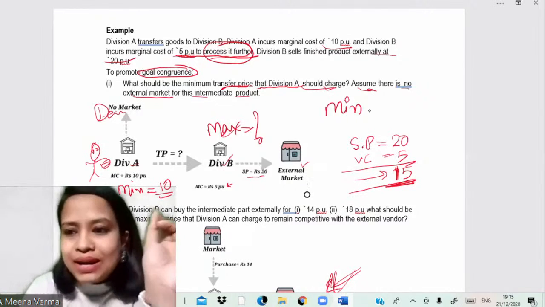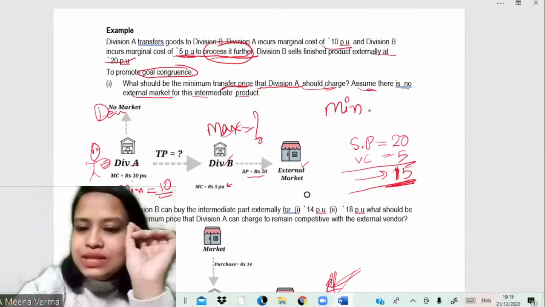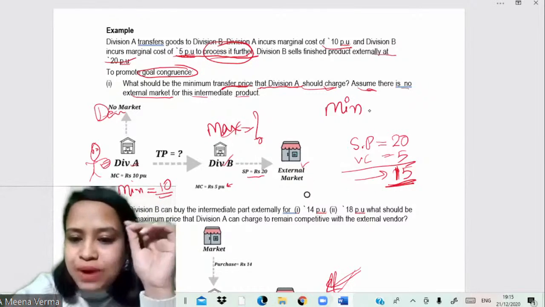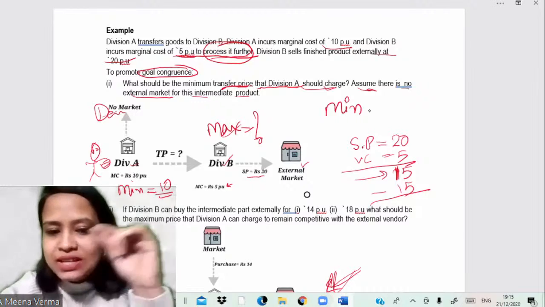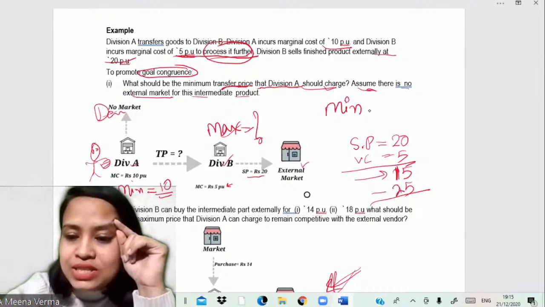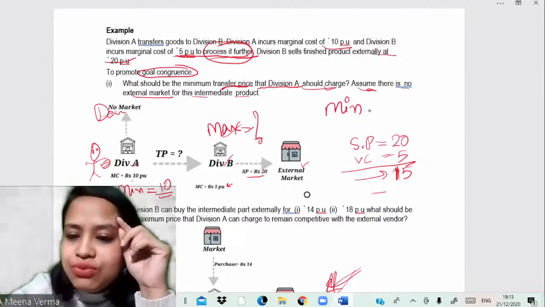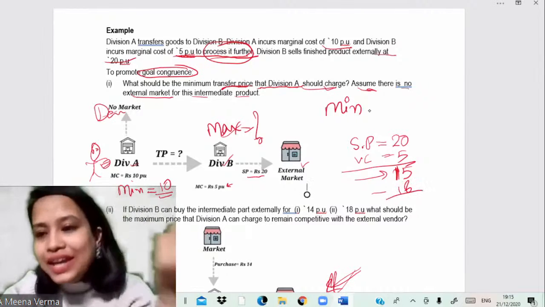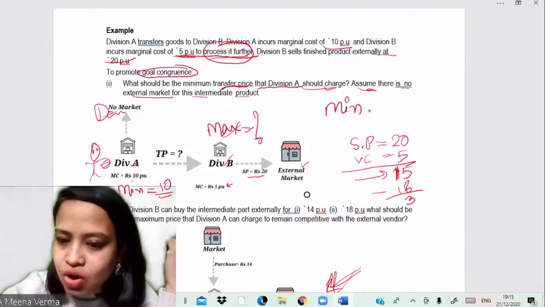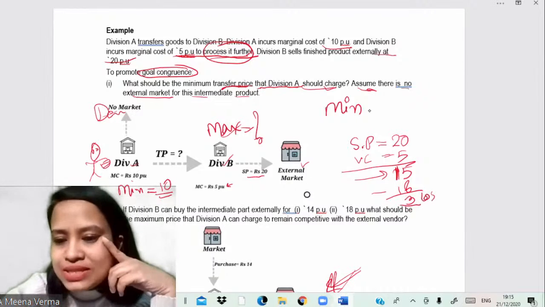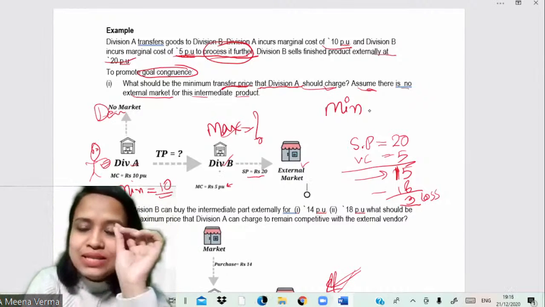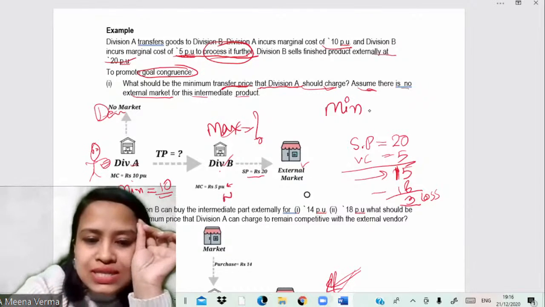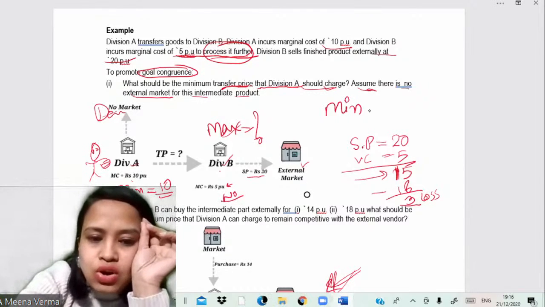This is the maximum price we are willing to charge, because at this price we have no loss. If you charge more than 15, for example 18, the organization will incur a loss of ₹3. So this division wants to charge such a maximum price that there is no loss for division B.